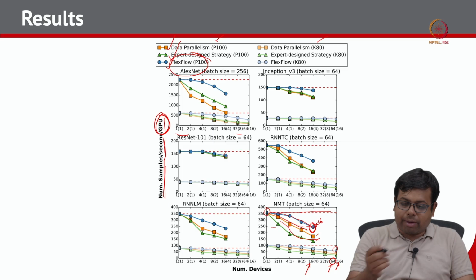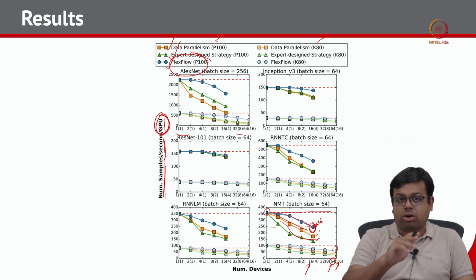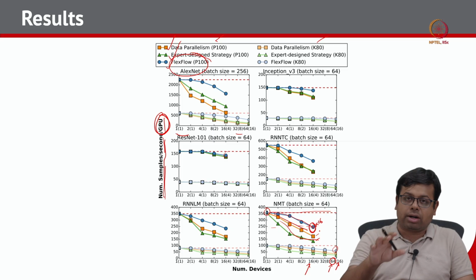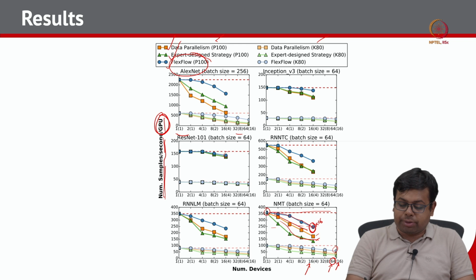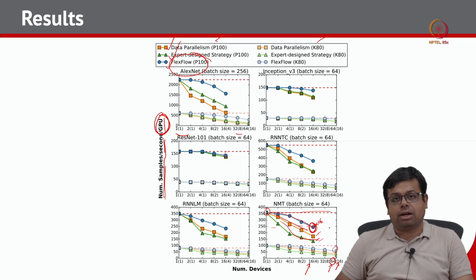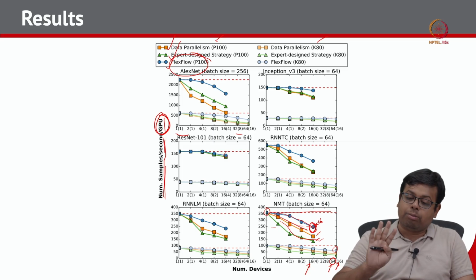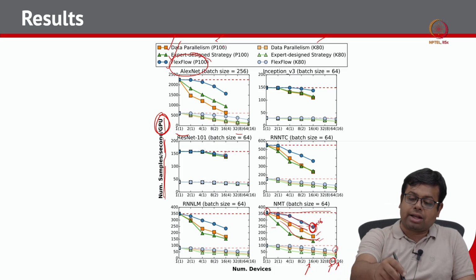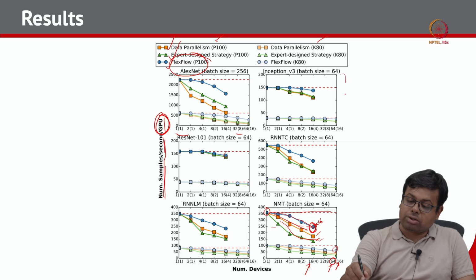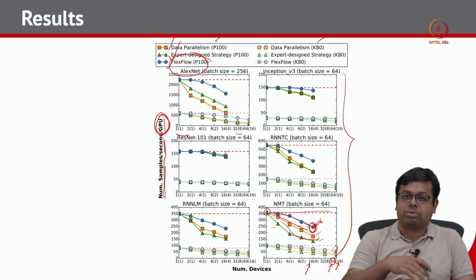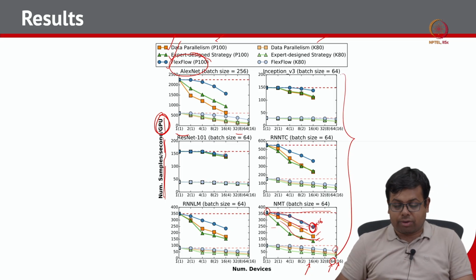Okay. But going back to the point, what I wanted to say is that with this automatic parallelism strategy, with that Monte Carlo Markov chain and so on, the overall throughput per GPU is increasing with respect to data parallelism as well as the expert-designed strategy, both for K80 and P100, and that is also shown for multiple types of ML models, right.